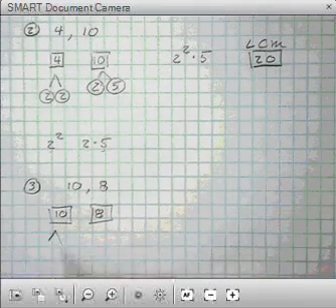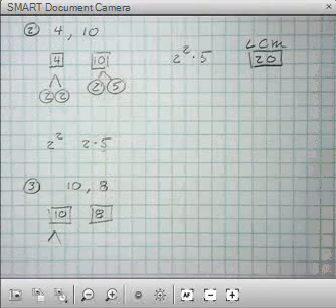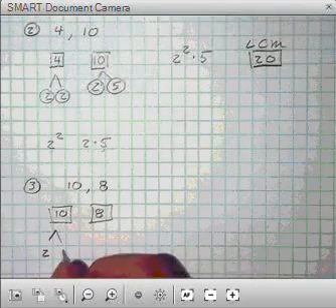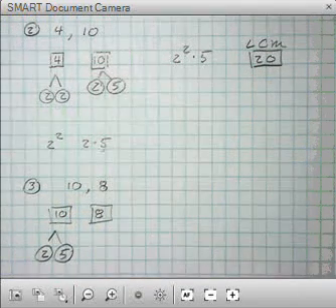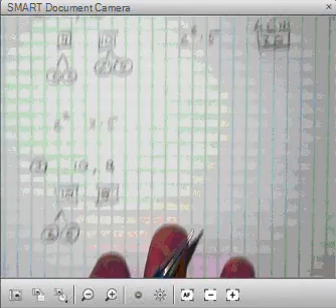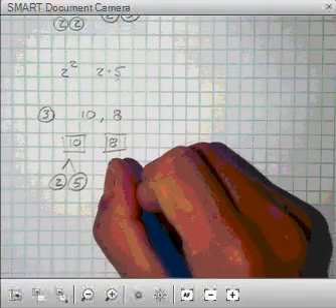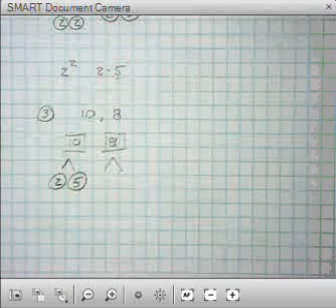What can 10 get broken down into? Natalia? 2 and 5. Does it matter if I put the 2 or the 5 first? No, the commutative property of multiplication means that the order doesn't matter. Those are both prime numbers, so I circle my prime numbers. And then I've got 8. So what can I break 8 into?